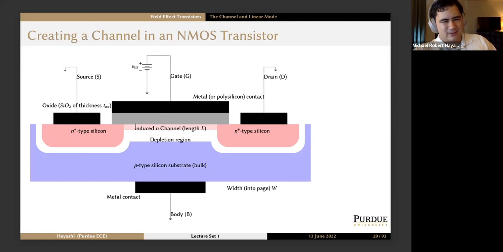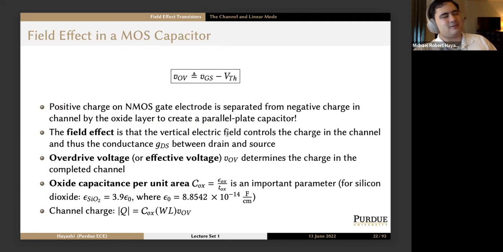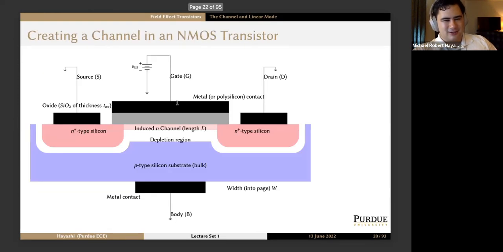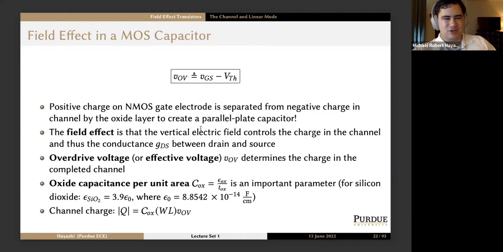One layer positive charge, one layer negative charge separated through a dielectric. That's a parallel plate capacitor. So we've basically created a parallel plate capacitor. And thus we get a field effect where the vertical electric field, you can think of it as arrows from the top pointing towards the bottom through that oxide, controls the amount of charge in the channel, and thus the conductance between the drain and the source. Hence the name field effect, the origin of why we called it a field effect transistor.